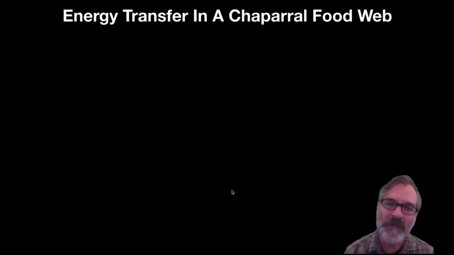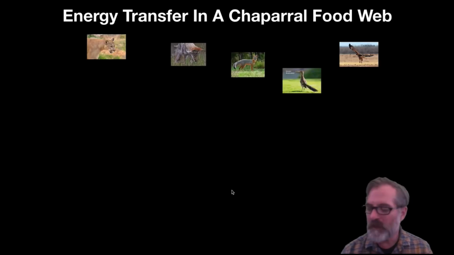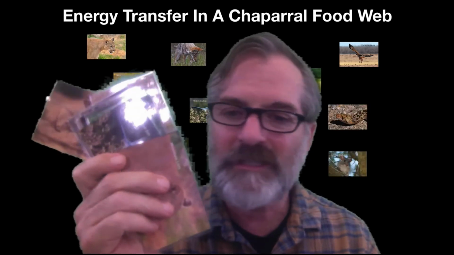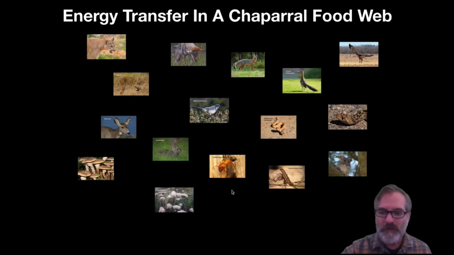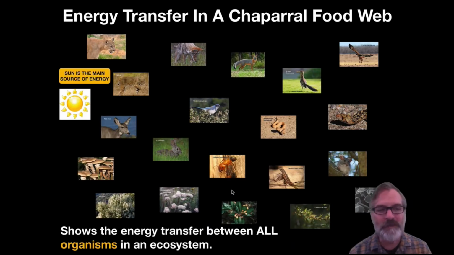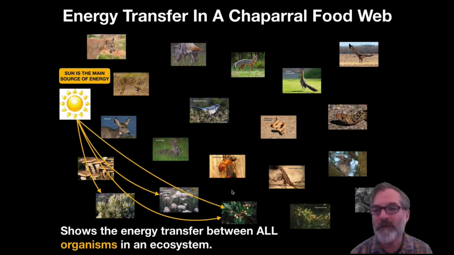All right, now let's talk about the energy transfer in a chaparral food web. So let's populate this with the cards that we have. Again, here's all my cards. You have access to all of these and all the facts of what they eat. So we're going to be creating our food web here. Remember, the sun is the main source of energy. And so as the sunlight hits the leaves of the plants, whether it's the chamise or the California buckwheat or the Mission manzanita or the coast scrub oak, it's going to photosynthesize and make biomass. It's going to make this glucose, or these energy storage molecules.